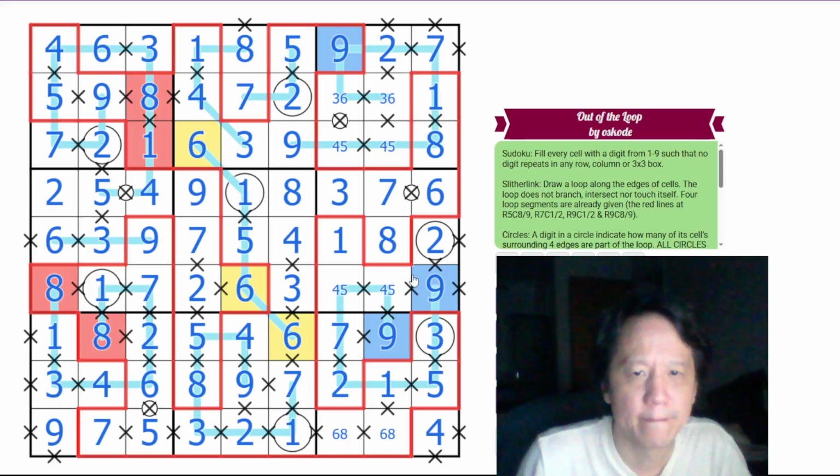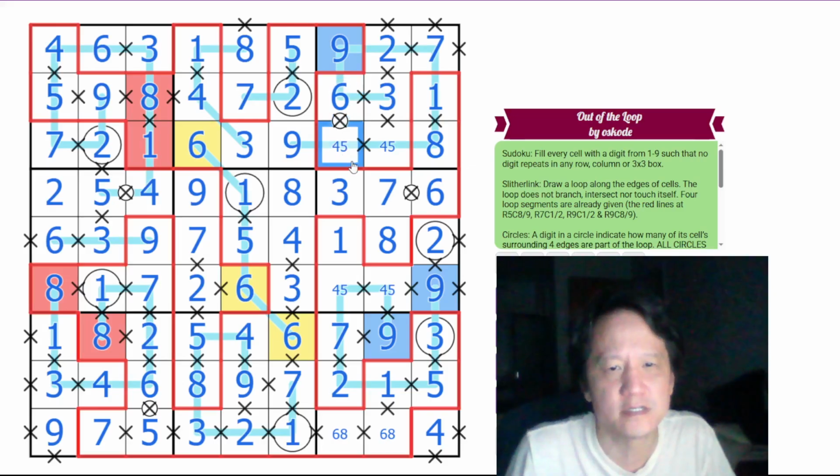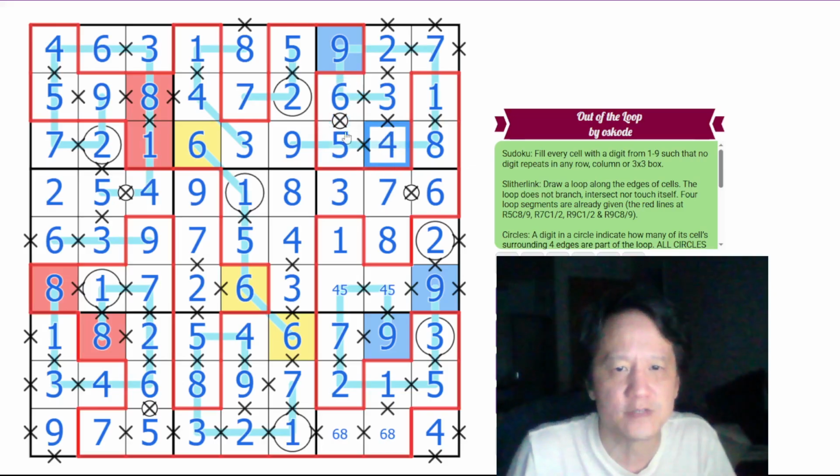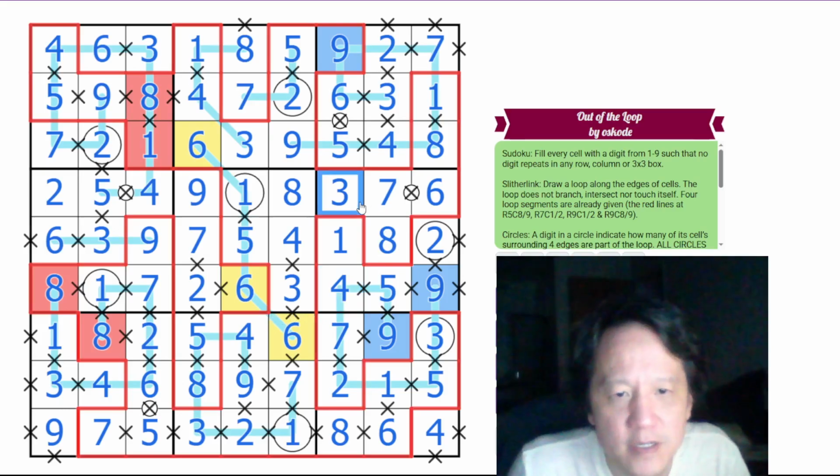Okay. This 3 eliminates 3 here, so this is 6, this is 3, this is 6 consecutive with 5. That makes this 4. 6 eliminates 6 here, so this is 8 and 6. This 4 eliminates 4 here, so it's 5. And this must be 4. And that's the solution. Pretty cool, actually.